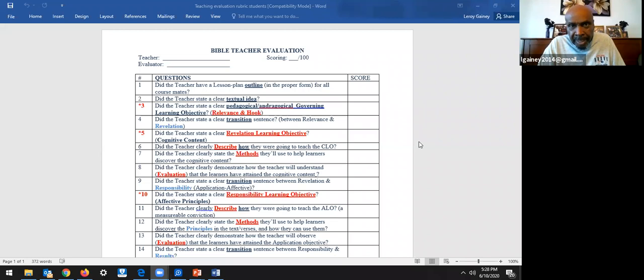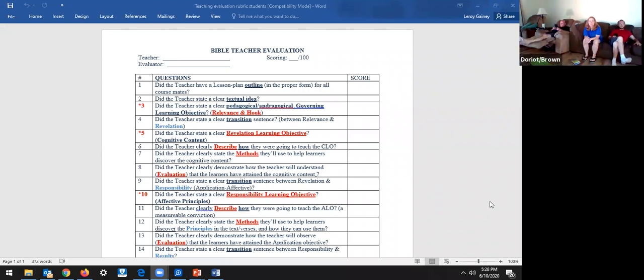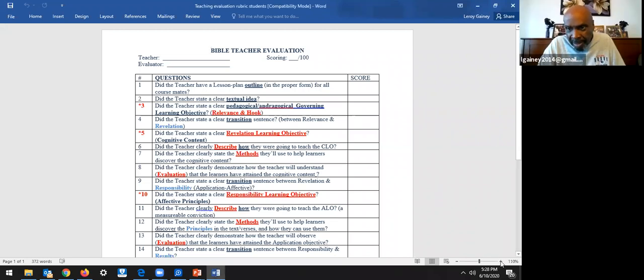There we go. Can you still see my screen? Can you see my screen? You can't see it? No, okay. All right, let's see if we can get my screen up. Sorry for that, took a moment to get there. All right, can you see it now? Yeah, it says teacher evaluation. Yes.